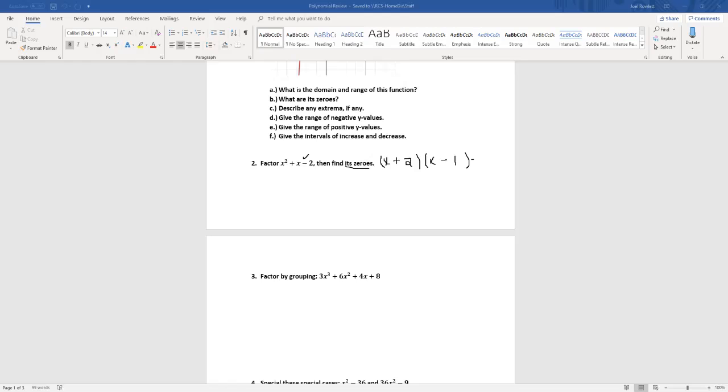So what am I going to do? I'm going to set this function equal to 0, and I'm going to figure out which x values would be my zeros. Well, if you multiply this number times this number and get 0, at least one of the numbers has to be 0. Well, if x plus 2 is 0, x has to be negative 2. If x minus 1 is 0, then x would have to be positive 1. In other words, the two zeros will occur at x is negative 2 and x is positive 1.